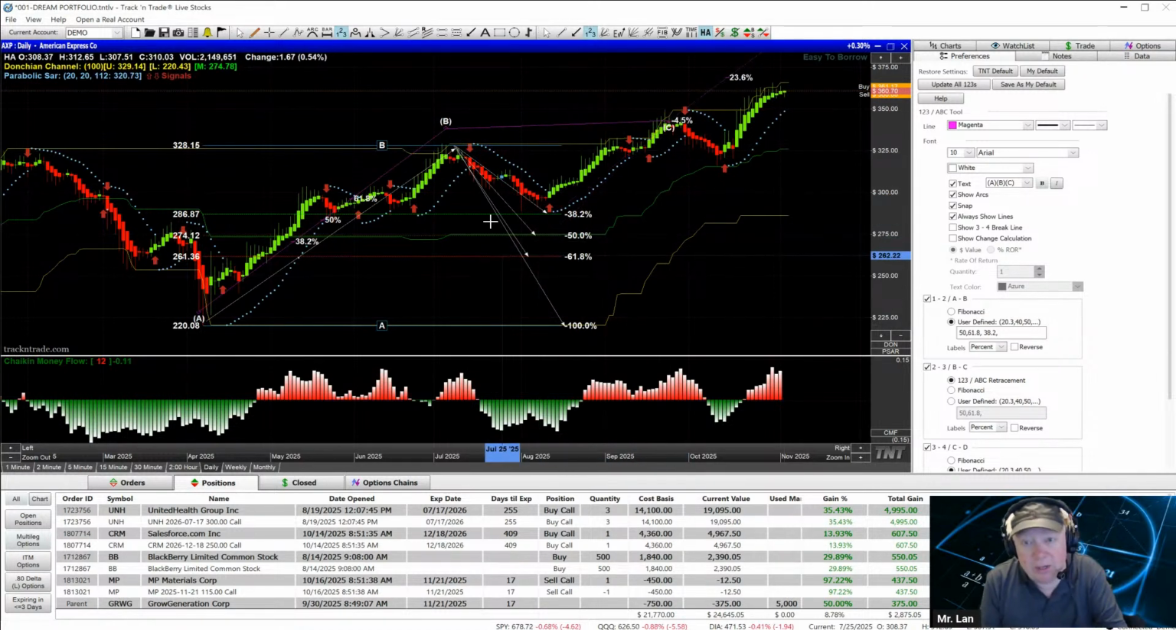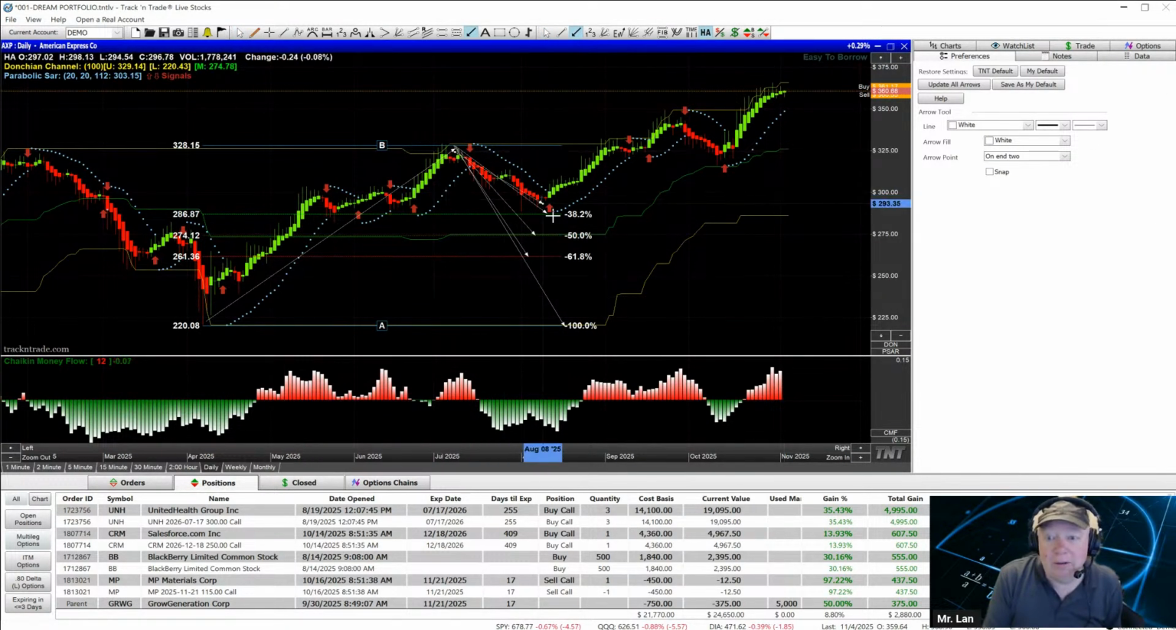Let me try this again, because I keep grabbing the wrong tool on the screen. So they go up, they go down, and then they go up again, and then they go down, and then they go up again, and then they go down, right?